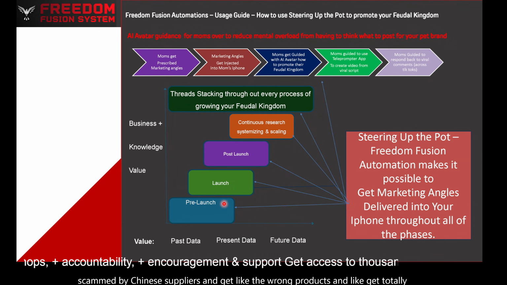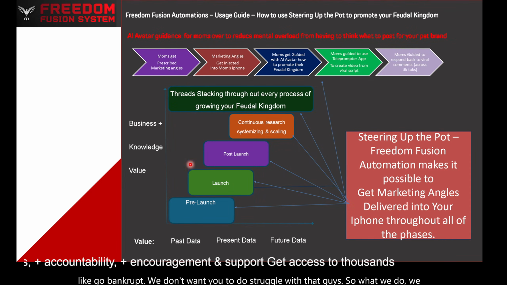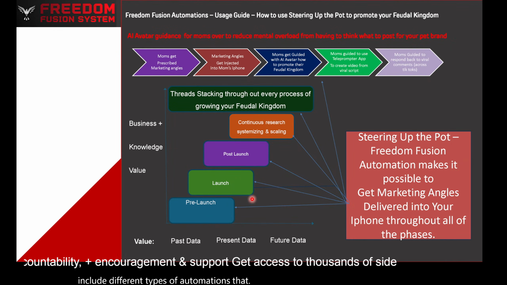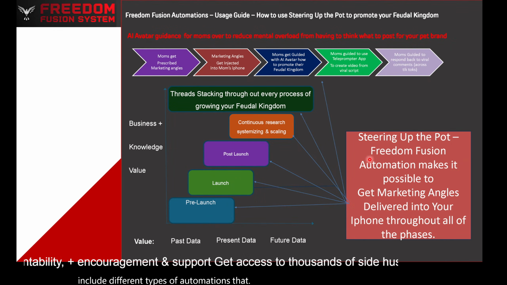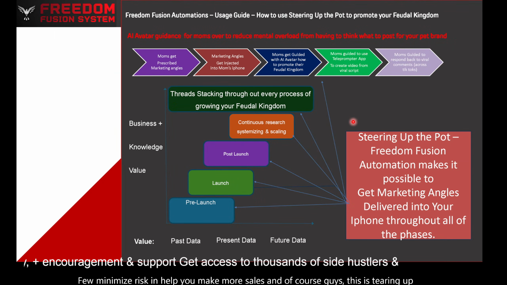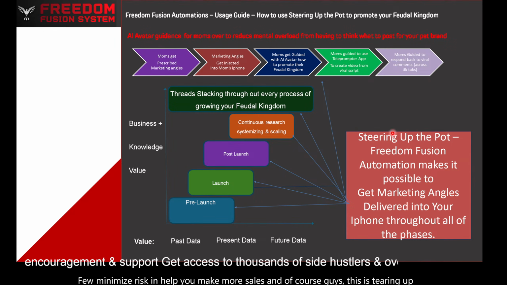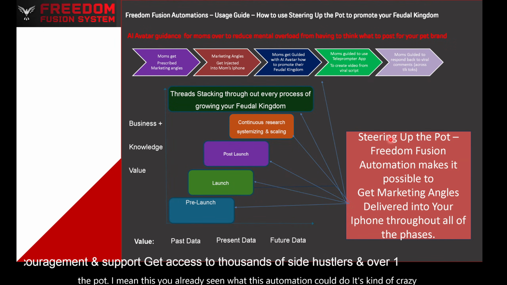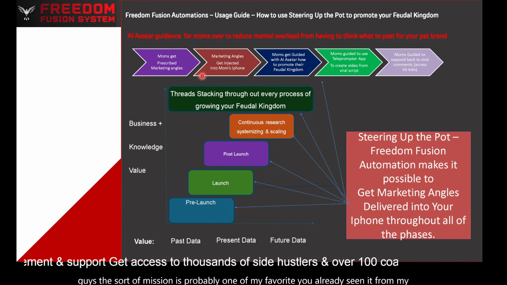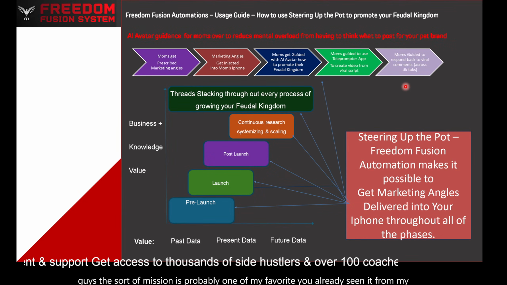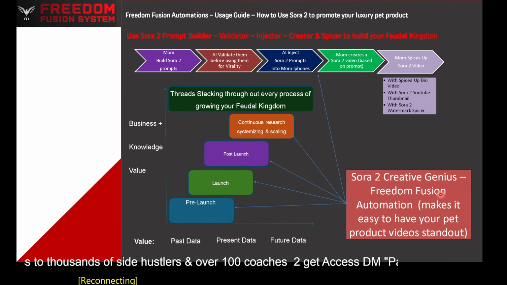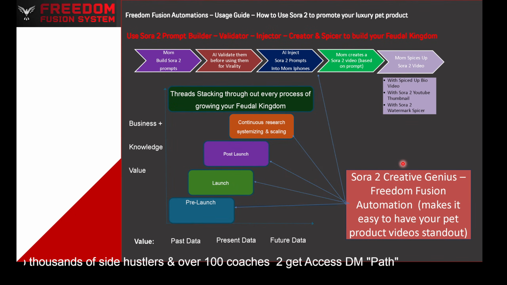So we include different types of automations that help you minimize risk and make more sales. And of course, guys, this is stirring up the pot. You've already seen what this automation can do. It's kind of crazy, guys. This automation is probably one of my favorites. You've seen it in my previous workshops, and I've described what it does over here. You could take a quick screenshot of the combination of it all. I call it a Sora 2 creative genius. This one is a bit insane too.